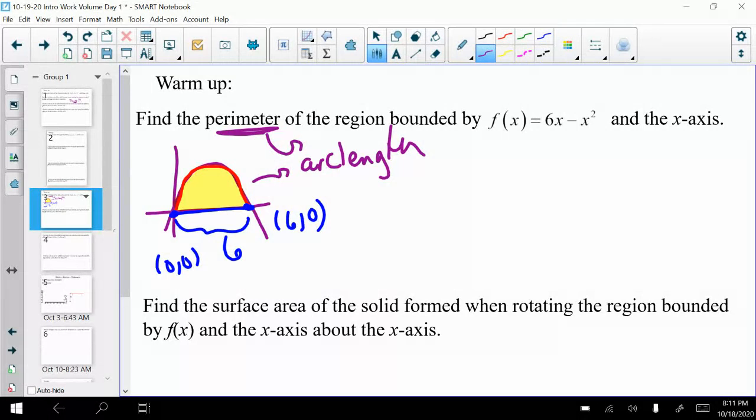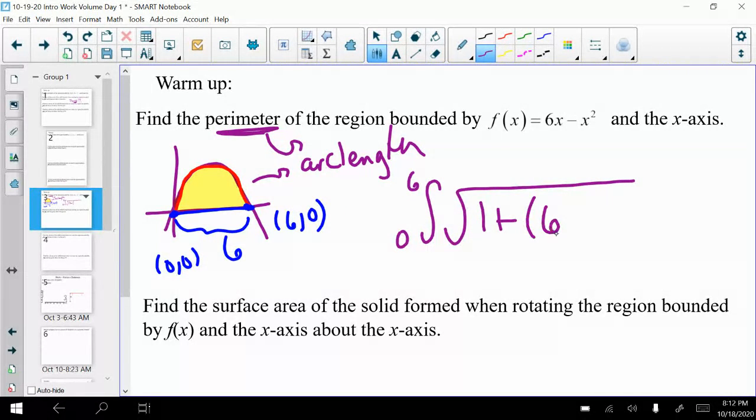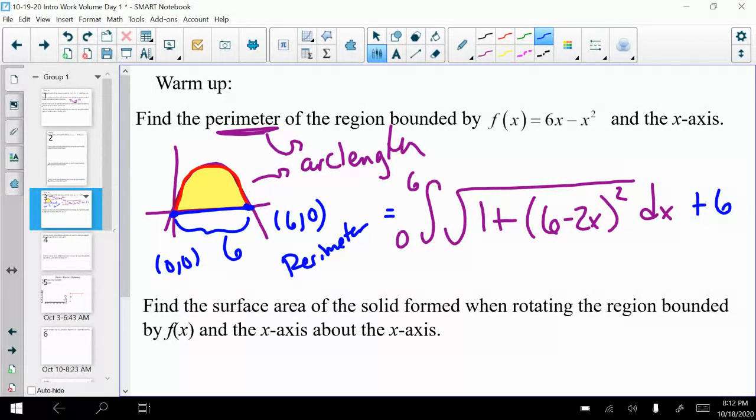Right? And then for our arc length piece, we're going to want to integrate from 0 to 6 of the square root of 1 plus our derivative squared. So 6 minus 2x, whole thing squared, dx. And then for our perimeter, we're going to need to add 6 to get our perimeter. So we're going to go ahead and put that integral into our calculator. So remember, we're using our math int.